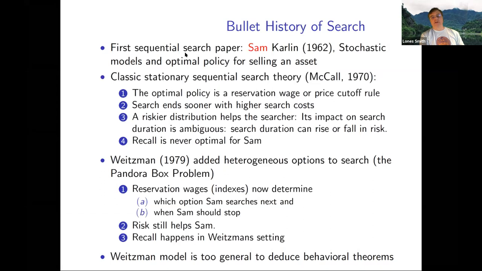Weitzman comes in, produces a very sweet model that we often will use, the Pandora's box problem. And now he shows that you can construct these reservation wages that'll determine not only when to stop, but also where to search next. And he retains the lesson that McCall had, that risk helps.